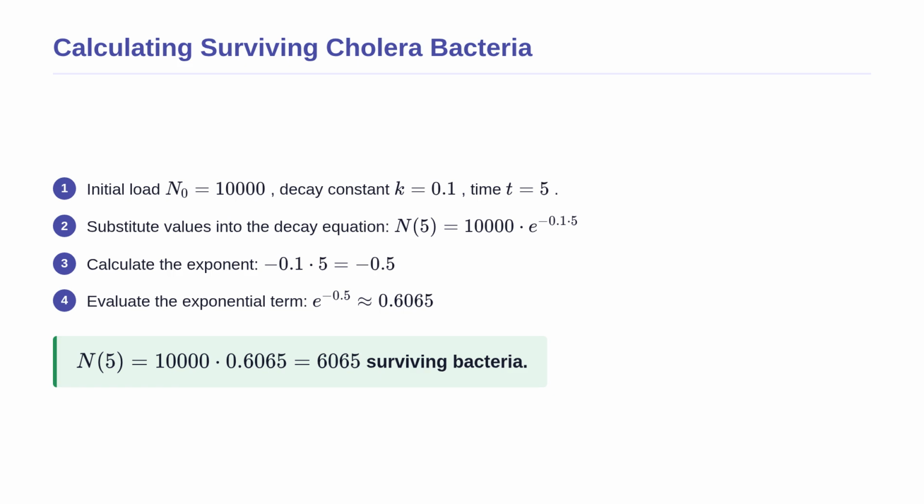Multiplying this fraction by the initial 10,000 gives us a final count of 6,065 live cholera bacteria deposited on your food. This is more than enough to cause a severe infection.